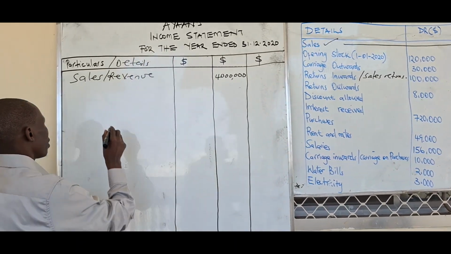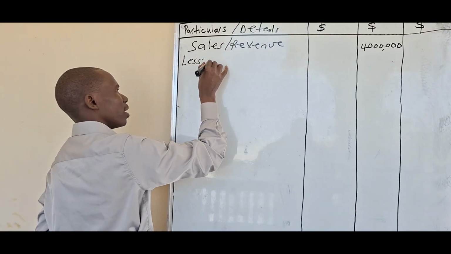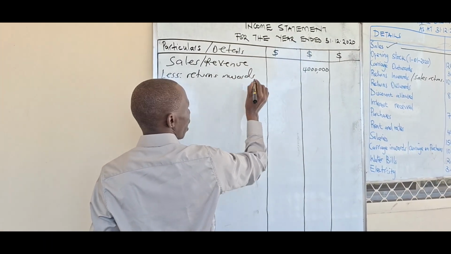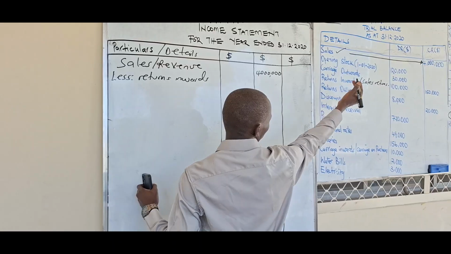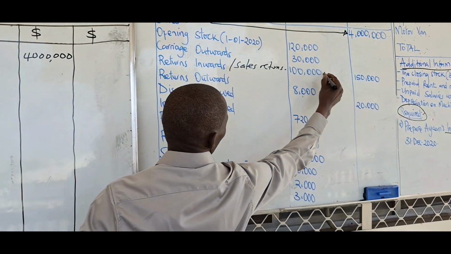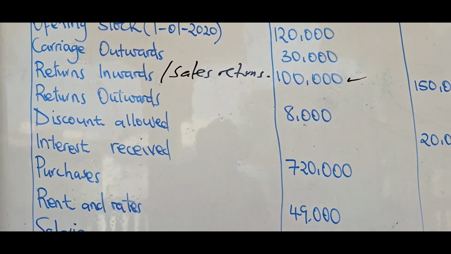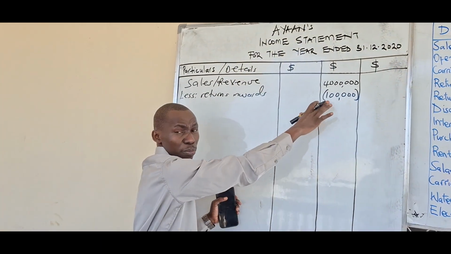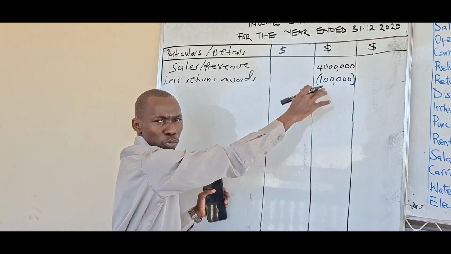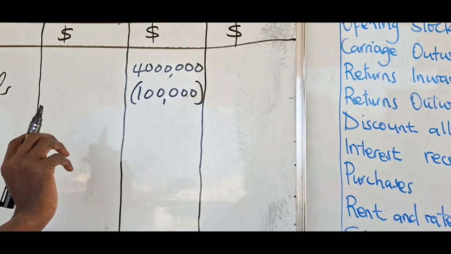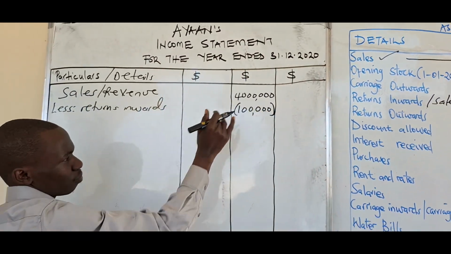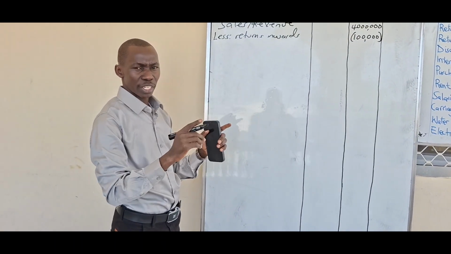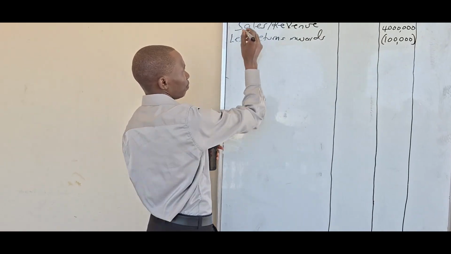You pick it and bring it here, less returns inwards or sales returns. How much is it? When you look here, it is 100,000. You bring it here, 100,000. And when we are subtracting, we usually put brackets. This bracket means you are subtracting. Someone can use a minus sign, but it's preferable to use the bracket. Of course, any accountant will understand that once you find the bracket, you are subtracting from our sales.